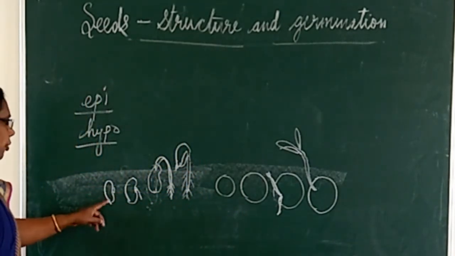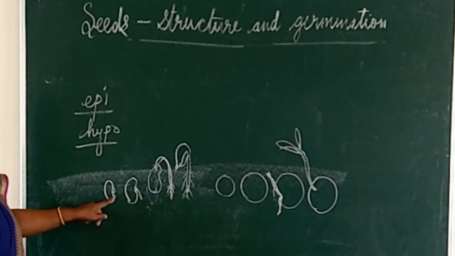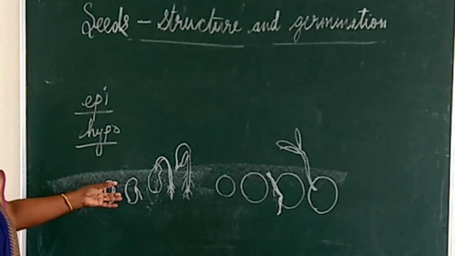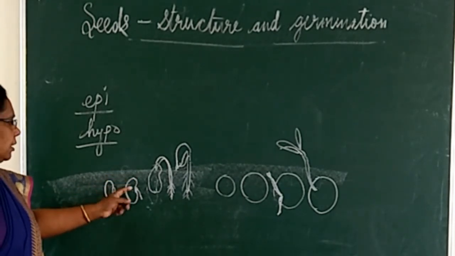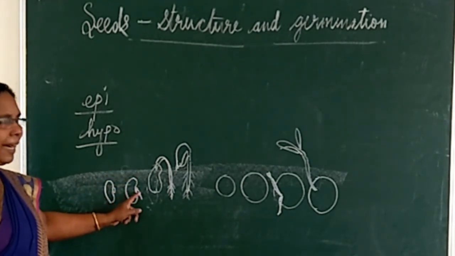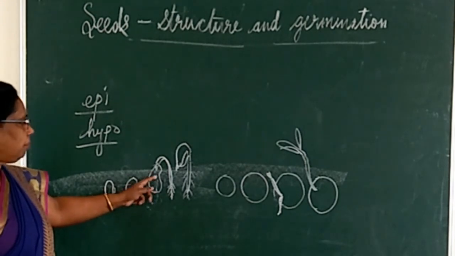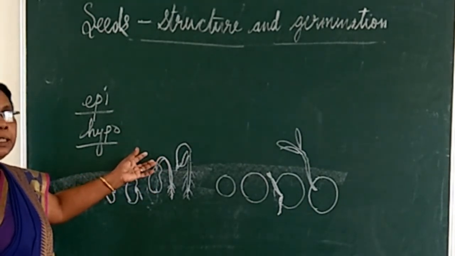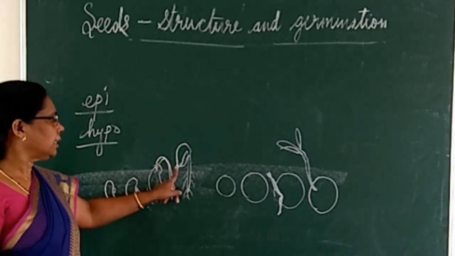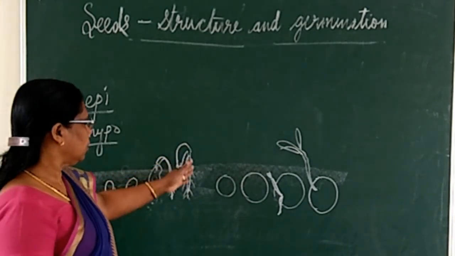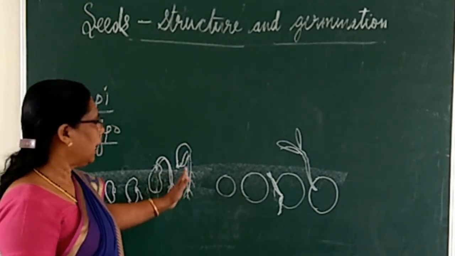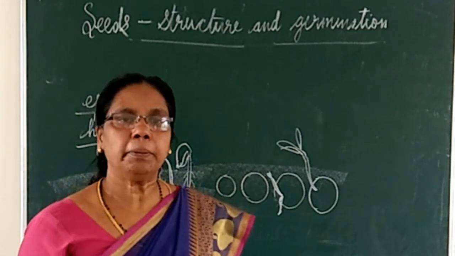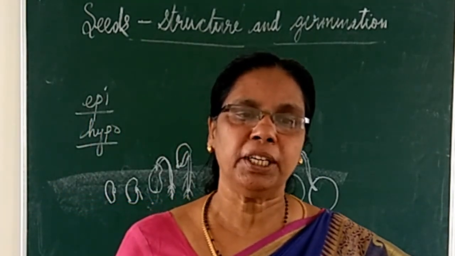So first step, you can see the seed will be sown in the soil and it imbibes water and swells up. The seed coat ruptures and the root, the small radicle, will come up. At the same time, the plumule also pushes the cotyledons up out of the soil. So again you can see in the third stage, the radicle will go totally down and the cotyledons will come above the soil. So this step is called epigeal germination.